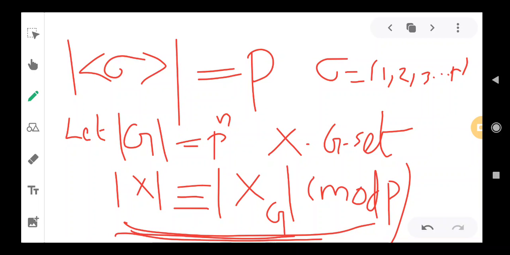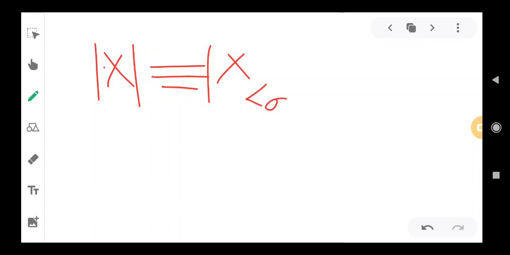So here the order of the cyclic group generated by sigma is p. Using this theorem, we can say that when the cyclic group generated by sigma acts on X, X is a cyclic-by-sigma set. The order of the cyclic group generated by sigma is p, a power of p, since p power 1 is p. So we can apply this theorem. Using this theorem, I can write that the cardinality of X is congruent to the cardinality of X_<sigma> mod p.